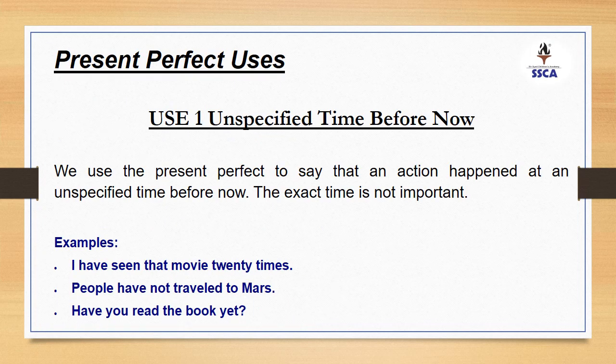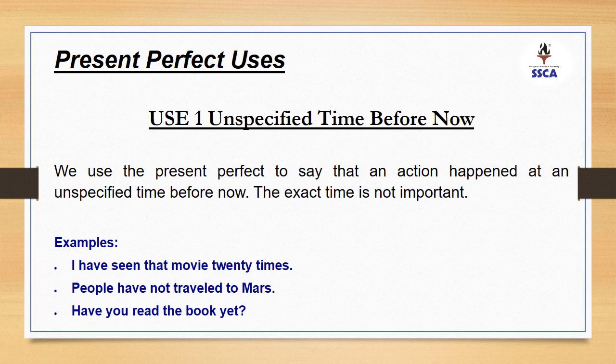The first use of present perfect, unspecified time before now. We use the present perfect to say that an action happened at an unspecified time before now. The exact time is not important. As you can see in example number 1, I have seen that movie 20 times. Here the speaker is saying that he has seen that movie, but he is not telling us any specific time, like yesterday or a day before yesterday.